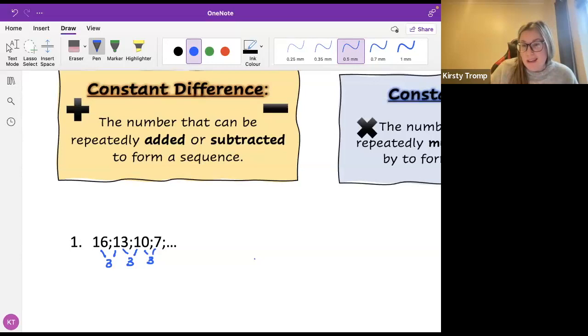So what am I doing each time? If I want to get my next term, what am I going to do to get the next 2 terms? Who can tell me in our chat? Am I adding 3 or am I subtracting 3 each time? Good, nice. I'm subtracting 3. Well done. I'm subtracting 3.